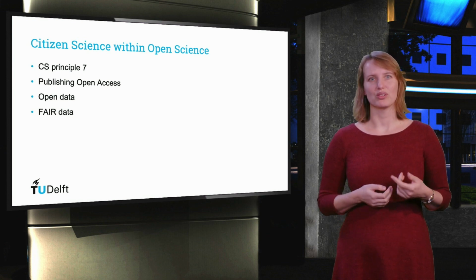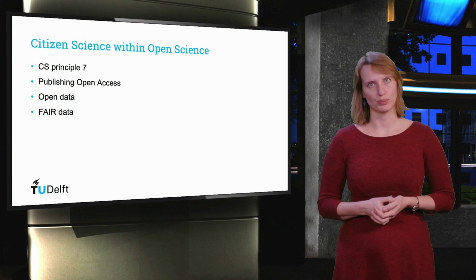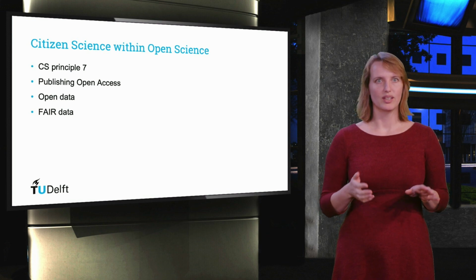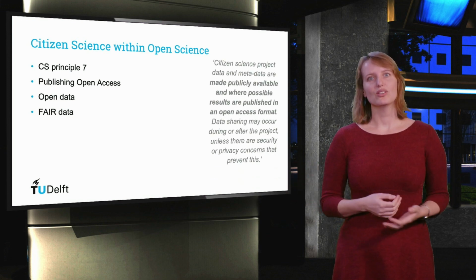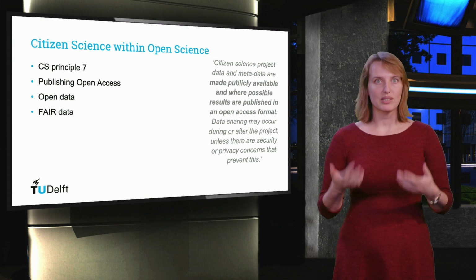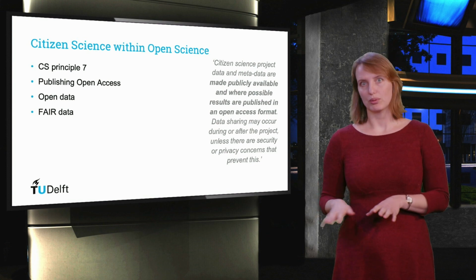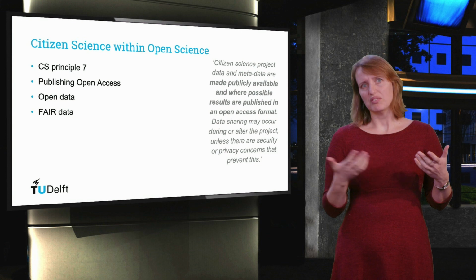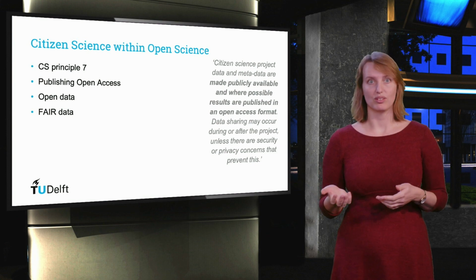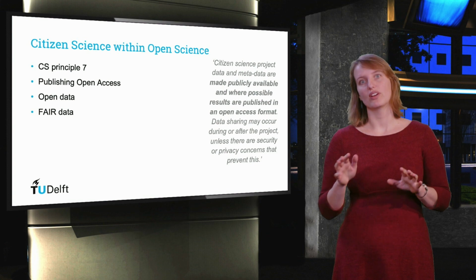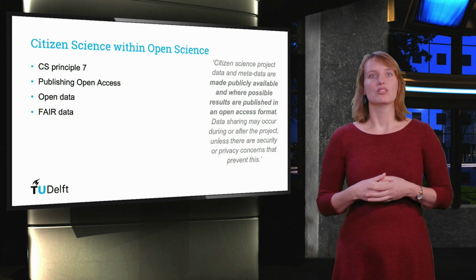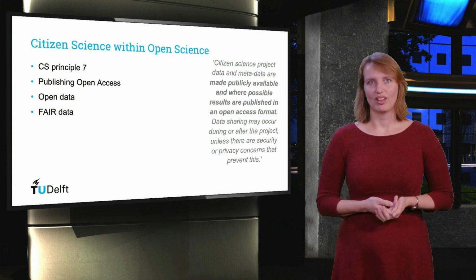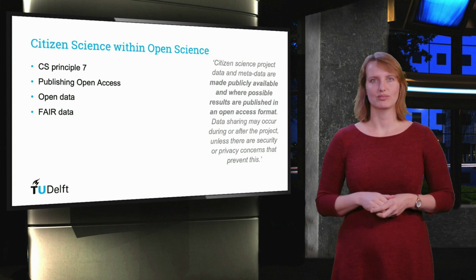The good practice of open science relate in many ways to the citizen science principles, as you might have noticed already while following this module. For example, when you look at Principle 7, you can notice the data and metadata expected to be made publicly available and where possible results are published in an open access format. Publishing open access might even be more interesting and important for citizen science research because of the availability for volunteers or citizen scientists to read and access the paper easily and without payment. Also, open data and data sharing is a generally accepted format.